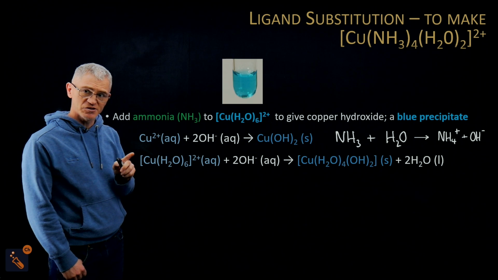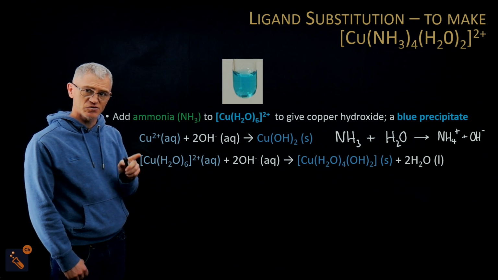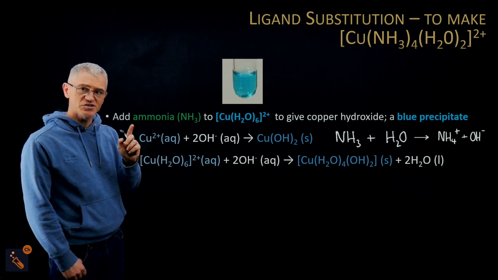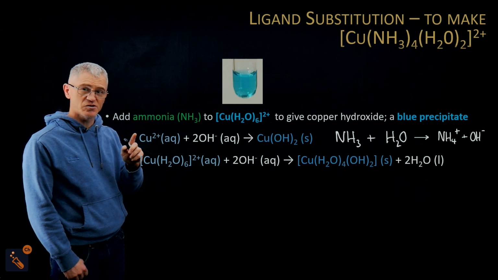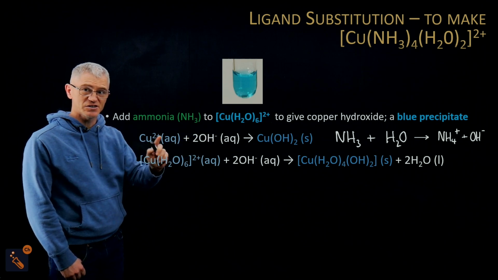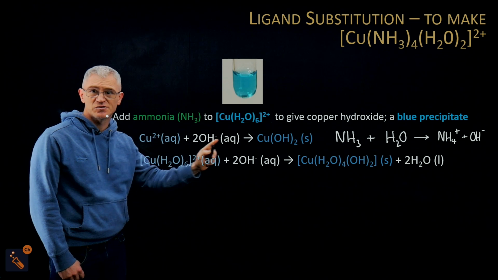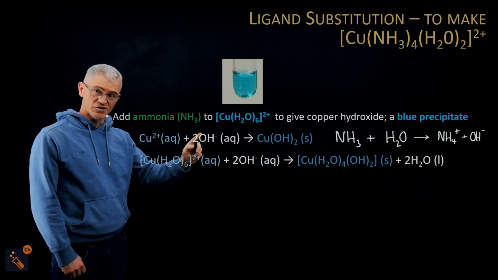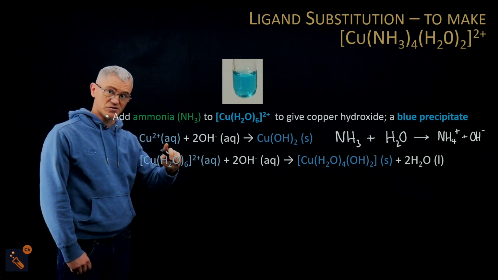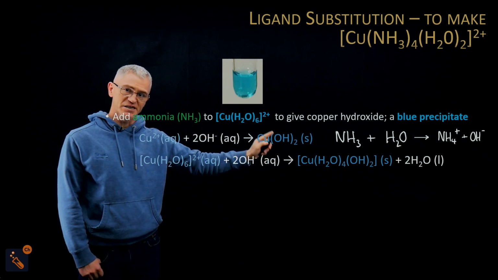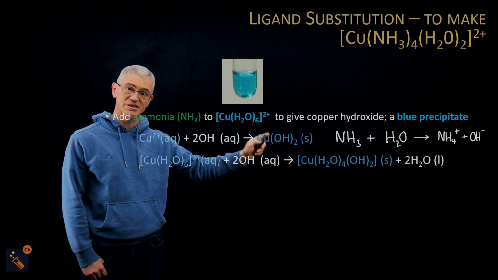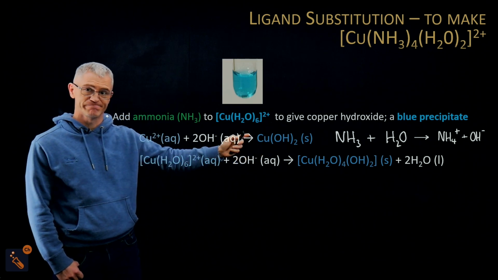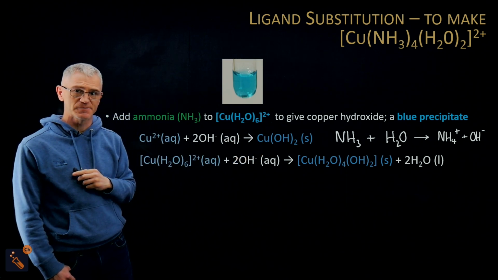The best one to do is this one down here, and I'll talk about that in a minute. But if you're just given Cu2+ and not this complex, then it's this equation all day long. So you add ammonia to it, and instead of adding ammonia, you're going to add hydroxide, because it makes hydroxide. And that's going to make this here. This is a precipitate.